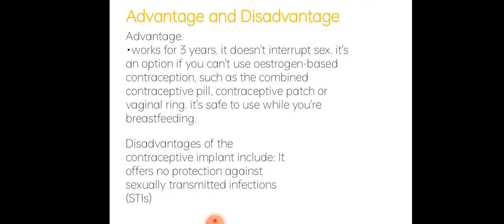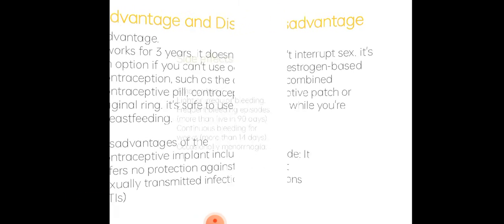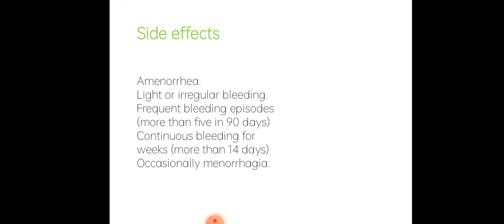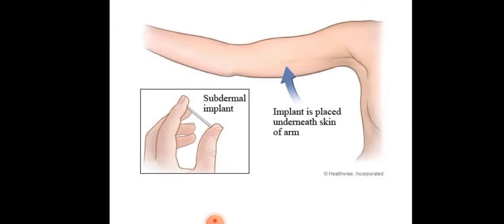Disadvantages of the contraceptive implant include that it offers no protection against sexually transmitted infections. The side effects: amenorrhea, light or irregular bleeding, frequent bleeding episodes, more than 5 in 90 days, continuous bleeding for more than 14 days, occasionally menorrhagia. Subdermal implant: the implant is placed underneath the skin of the arm.